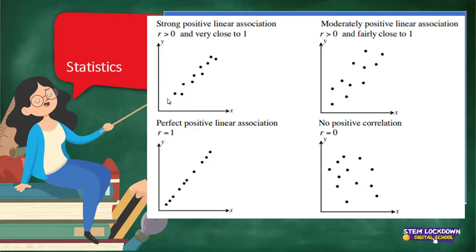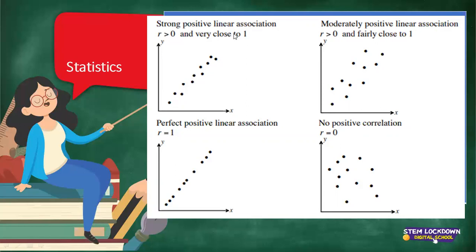You can easily see the pattern. So you say it is positive. Why is it positive? Because you can see it's sloping upwards. If you're going to draw your line of best fit, it's going to slope upward. That tells you the gradient is positive. So the relationship is positive, a positive linear association. And also R, the correlation coefficient, will be greater than 0 and very close to 1.